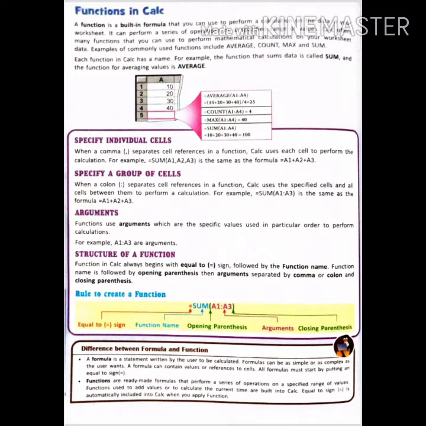Functions are ready-made formulas that perform a series of operations on a specified range of values. Functions used to add values or to calculate the current time are built into Calc. The equal to sign is automatically included in Calc when you apply a function.